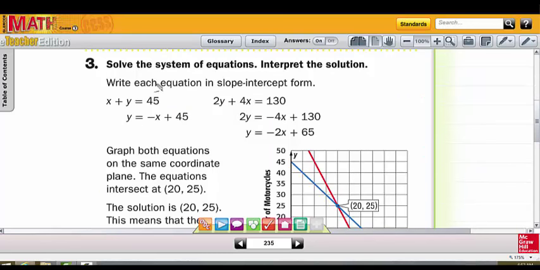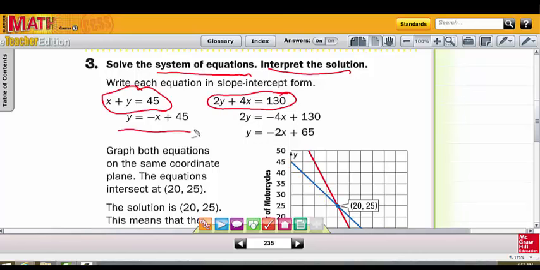The next thing we are asked to do is to solve that system of equations. And then, of course, we have to interpret the solution. So we have this equation here, x plus y equals 45, and we have 2y plus 4x equals 130. But I want you to notice that all of a sudden we have an equation that looks very different, and I want you to see where they came from, because it asks you to write it in slope-intercept form. And in a minute you'll understand exactly why we want to quickly turn this into slope-intercept form. The other thing that we could do here is we could just put zeros in for the x and the y and get the x and the y-intercept to graph this, but this is probably the easiest way.